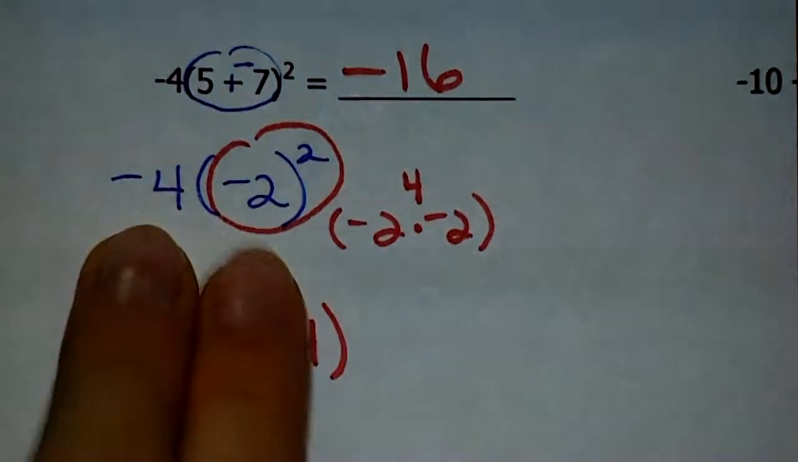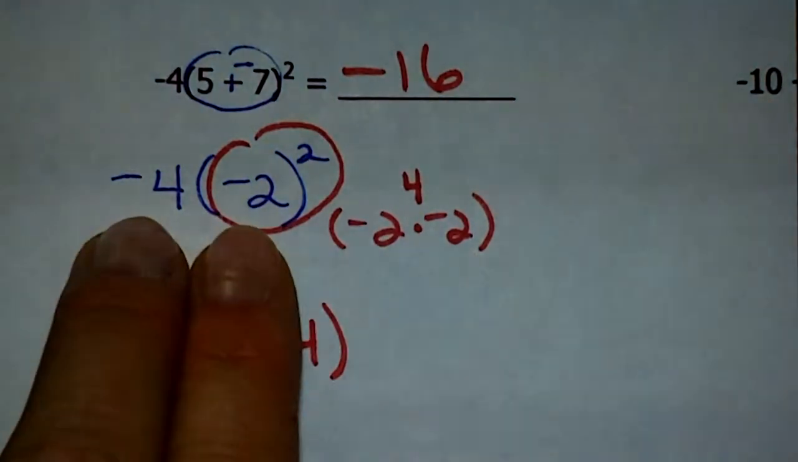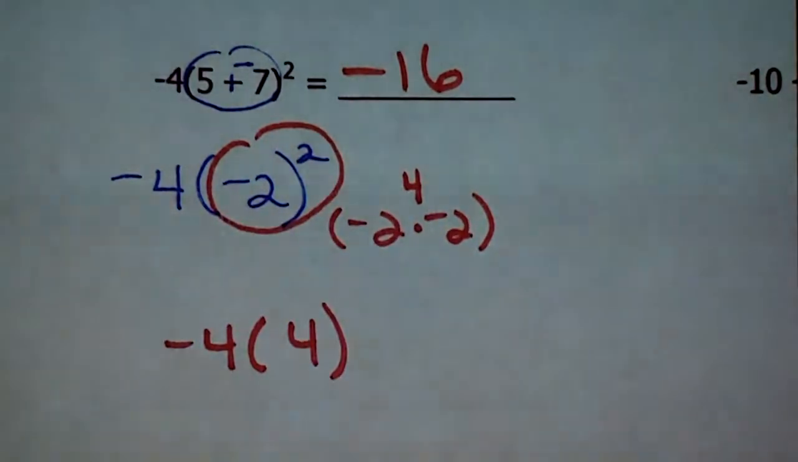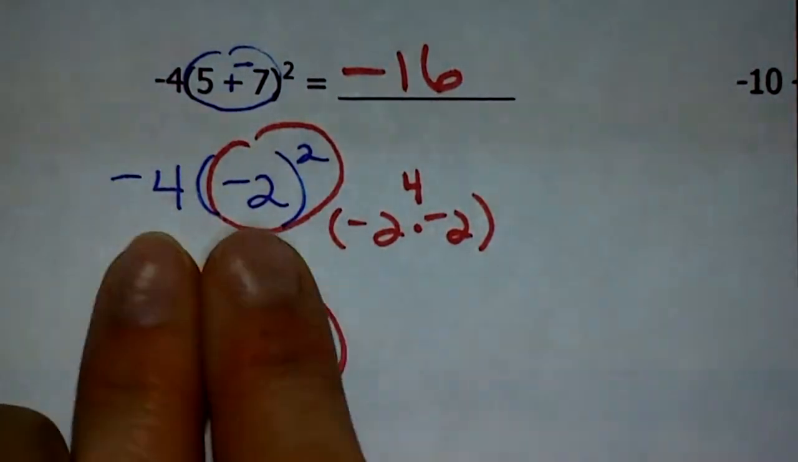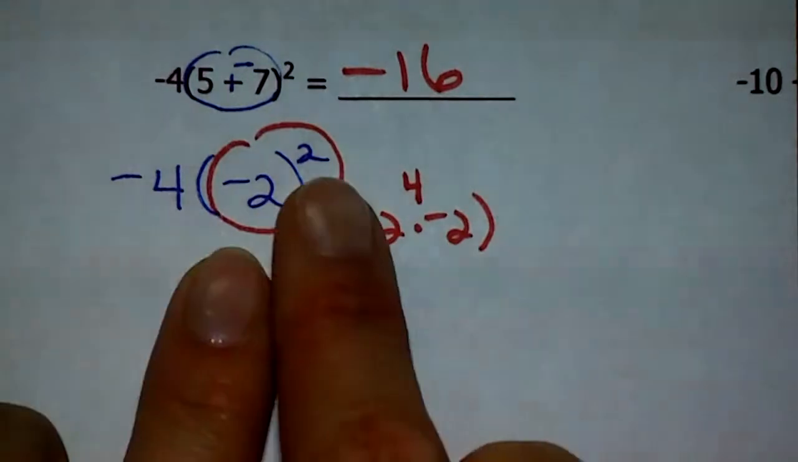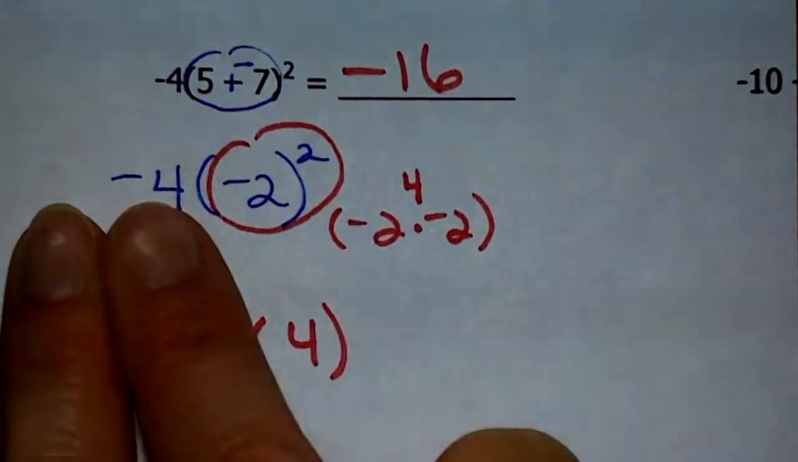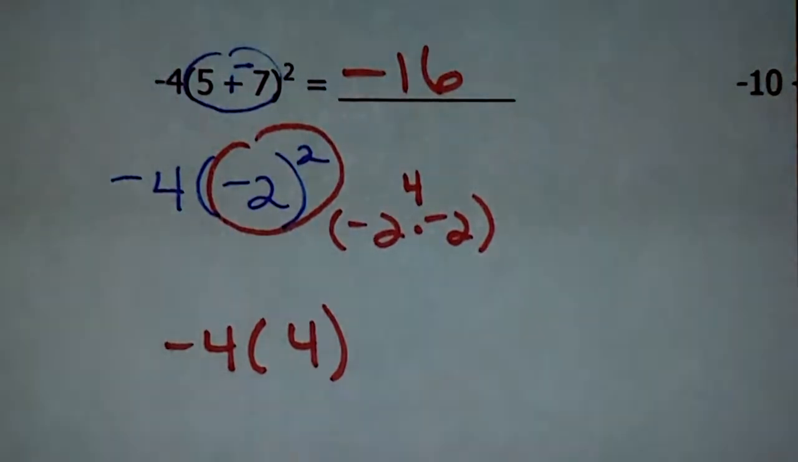Anyhow, if you took a negative 4 times negative 2, you'd get 8. Is 8 squared negative 16? No. 8 squared isn't 16. 8 squared is 64. But multiplying those first, you can't do it. You have to take care of the exponents first, and it's negative 2 being raised to the second power, not this negative 4. So be careful.